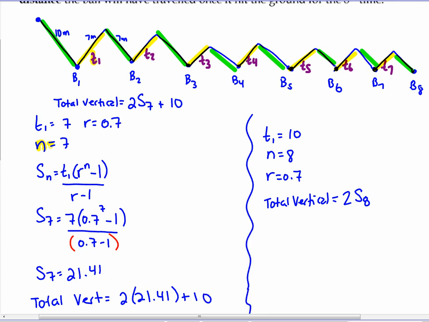When we double this, we actually end up including this extra yellow over here. If I double the sum of the 8 terms, if I use 10 as my first term, then to get the total vertical distance you need to subtract 10. You need to subtract that extra 10 here, that's added on when you double that. Does that make sense? So I'll give you the same answer.